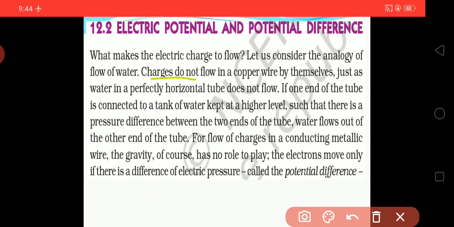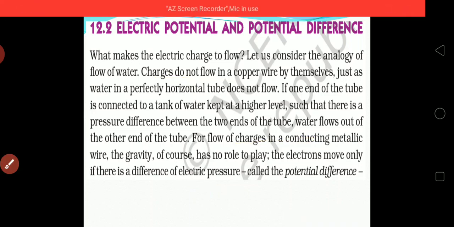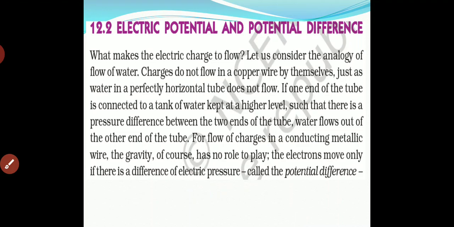For the flow of charge in a conducting metallic wire, the gravity of the Earth has no role to play. For that, the electrons move only if there is a difference of electric pressure. If the electric pressure difference is there, then and only then can potential difference be seen. So we have to create a potential difference, or a difference of electric pressure, due to which current will flow.